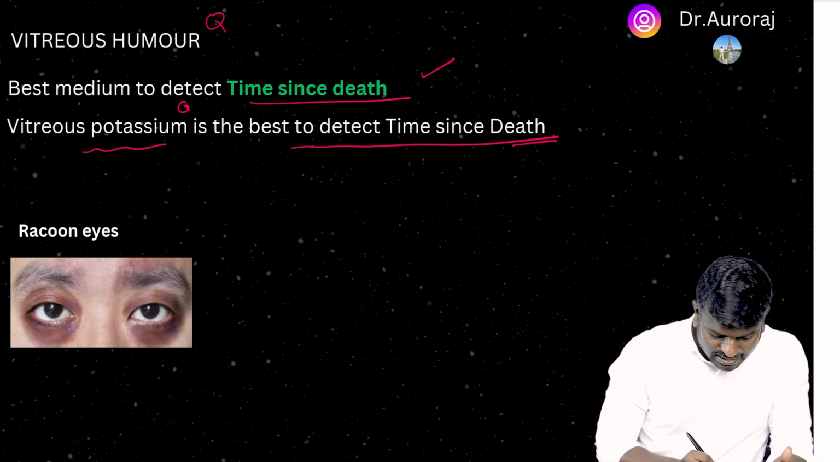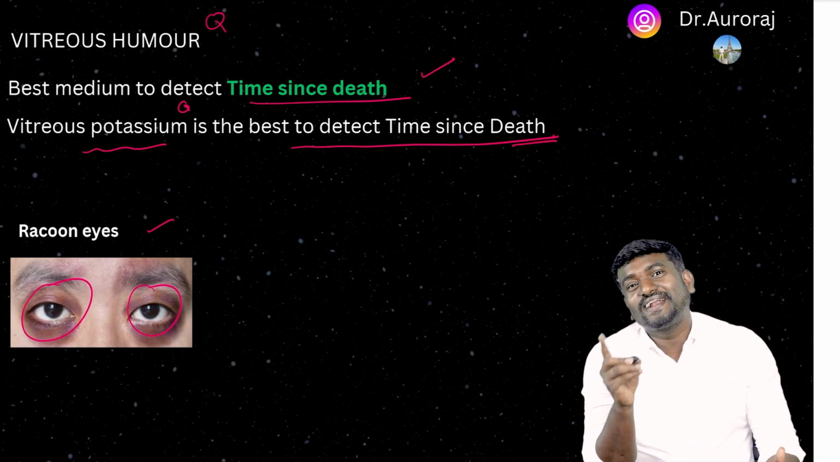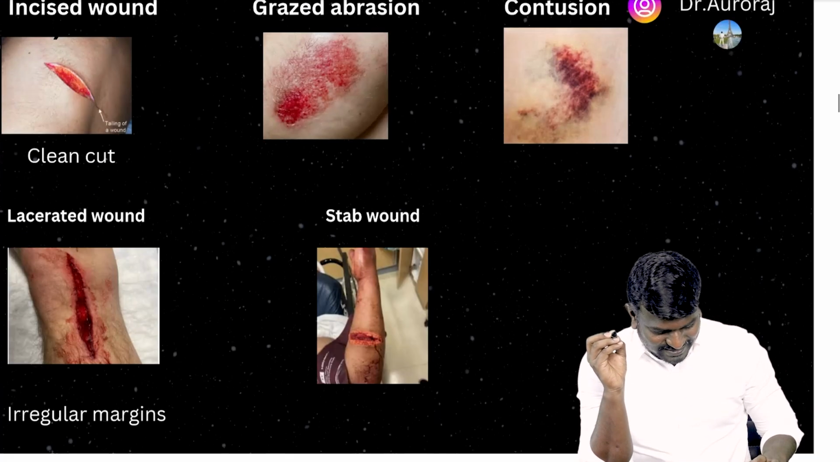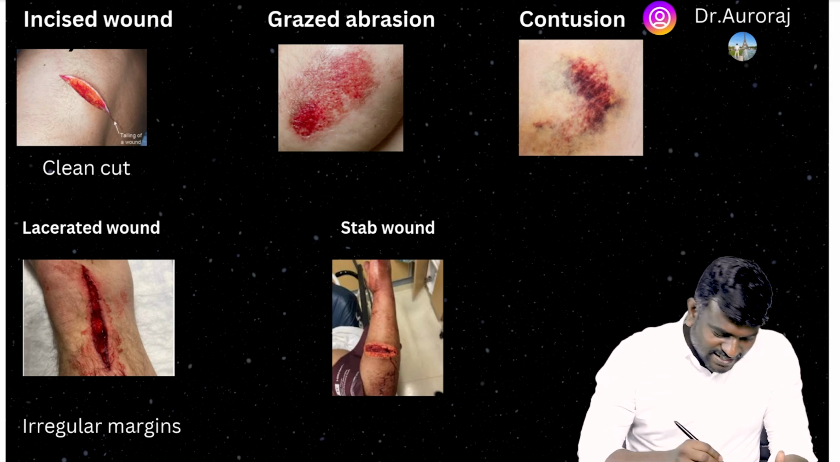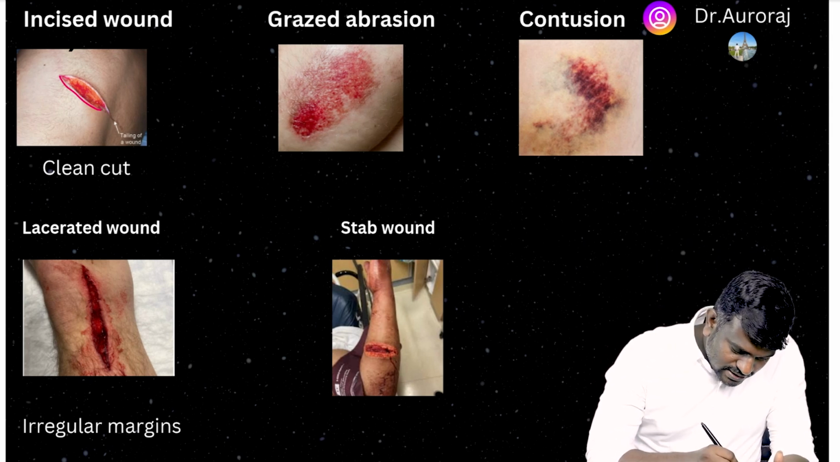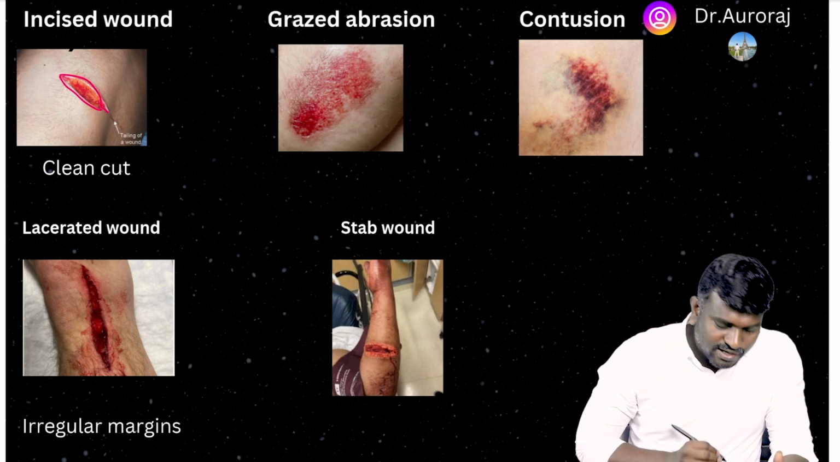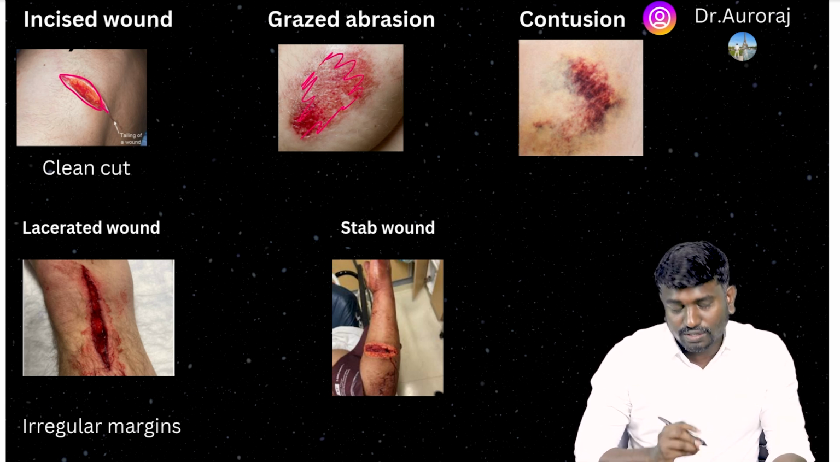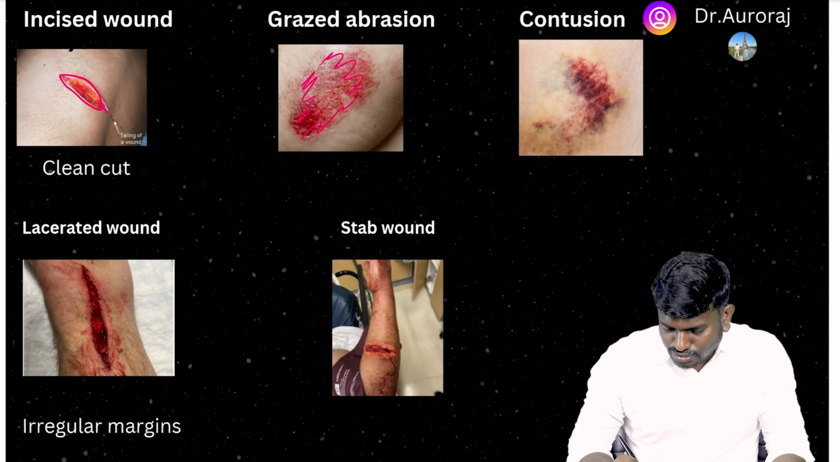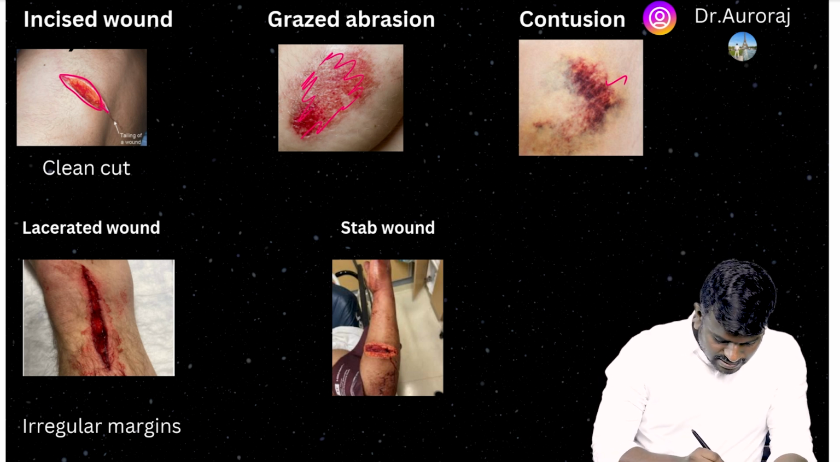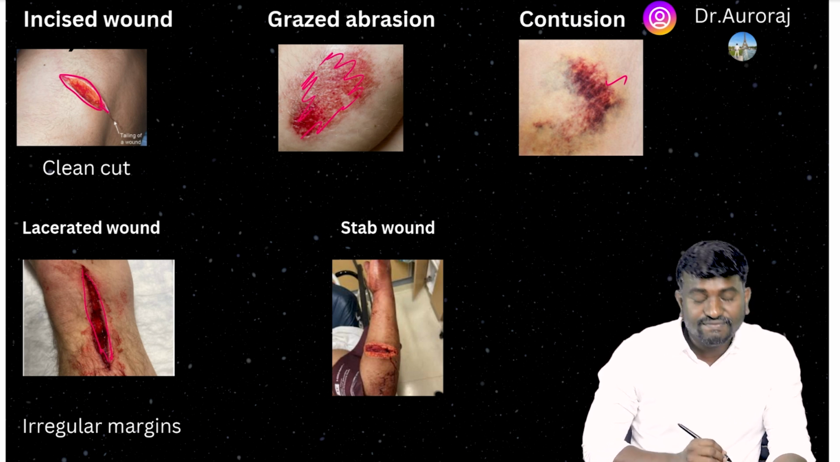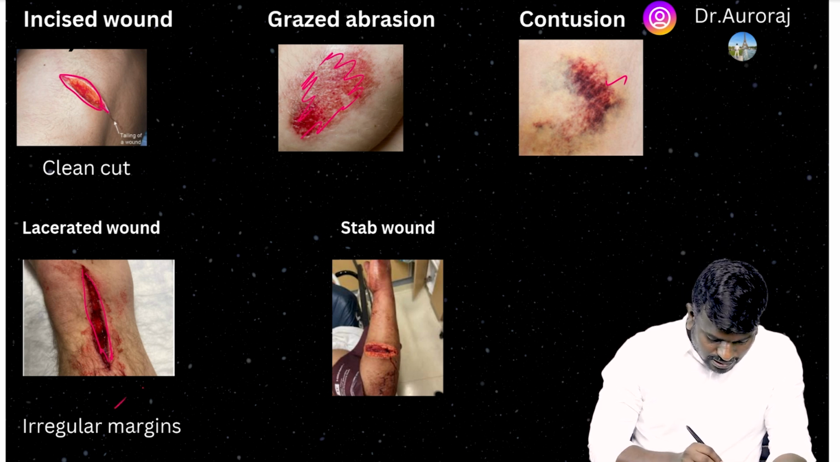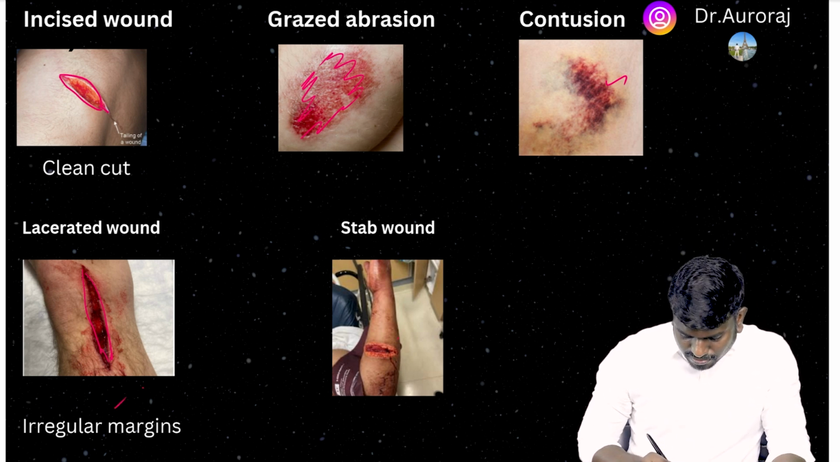Yes. Now, what is this image here, sir? This is going to be what? Raccoon's eye, also called Panda's eye. The image right here is going to be what? Incised wound. Yes, you can also see what? Tailing of the wound. Good. This is going to be what? Graze abrasion, also called gravel abrasion. Now, this is going to be contusion. This image is going to be what? Lacerated wound. We can see heavy bleeding and also irregular margins here.